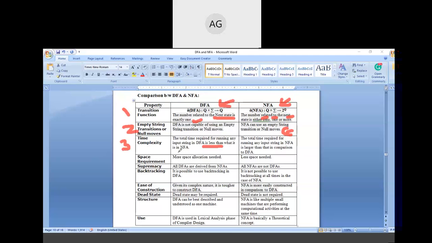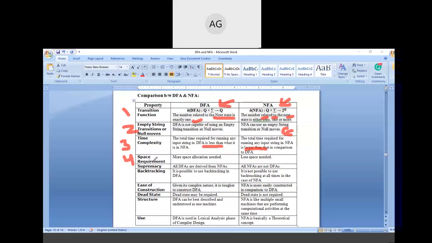It means in the case of DFA, the time taken is less in comparison to NFA. Whereas in the case of NFA, the total time required to run any input string is larger in comparison to DFA. So that is how DFA has better time complexity than the NFA.